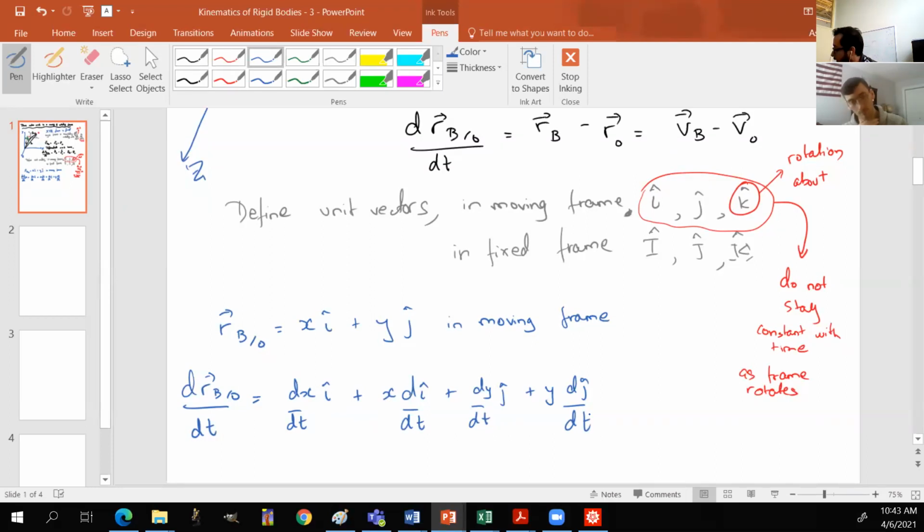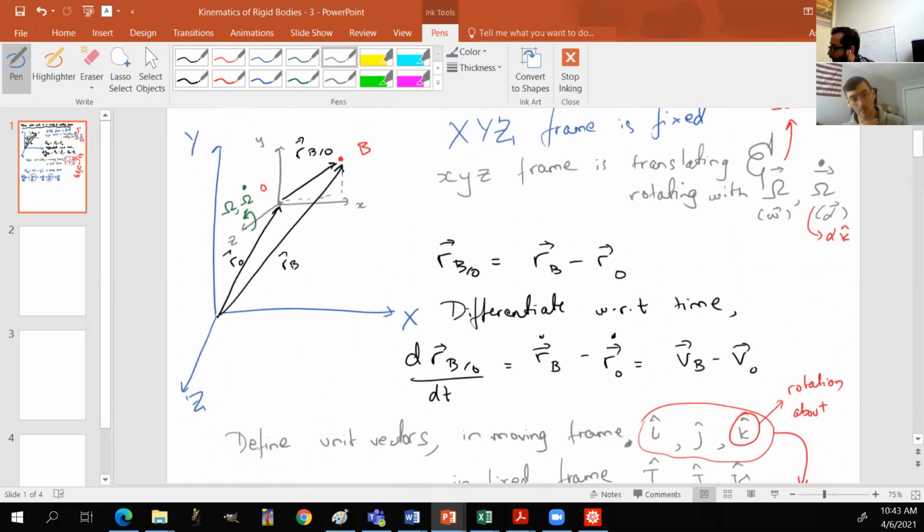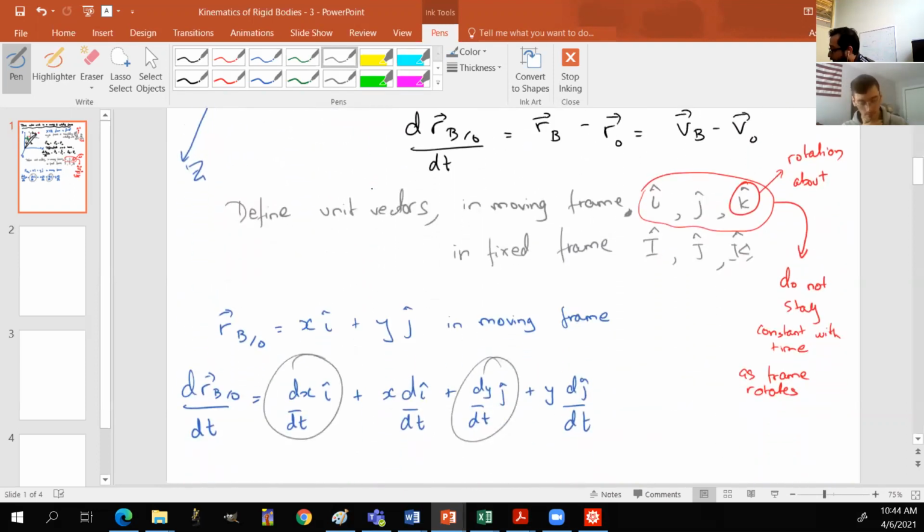The summation of this term and that term is just the velocity of B relative to O, because it's just the rate of change with respect to that point. The things that are not known are what this term and that term are. Let's call this expression number 1.